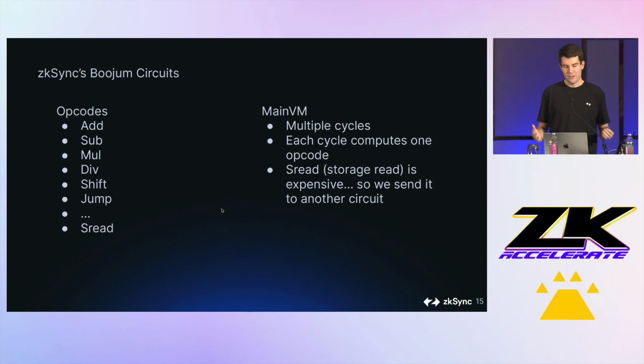So first of all, the opcodes need to get proven, and this happens in the main VM circuit. This makes a lot of sense. It's the meat of proving all the execution, so it makes sense to call it the main VM because it does most of the work. The way the main VM circuit works is it's going to have multiple cycles, and every cycle will do exactly one opcode. So we might do one add, and we'll have to prove the add.